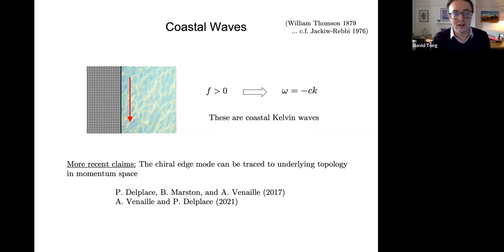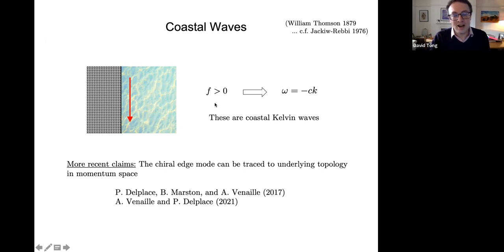Something that I think is rather lovely is that the calculation that Kelvin did is almost identical to the calculation that Jackiw and Rebbi did 100 years later, when looking at fermion zero modes in the presence of domain walls, for example. So I think it's a lovely example of the unity of physics. It's also a lovely example of how you can get famous by repeating a calculation a century later and just doing the same maths.